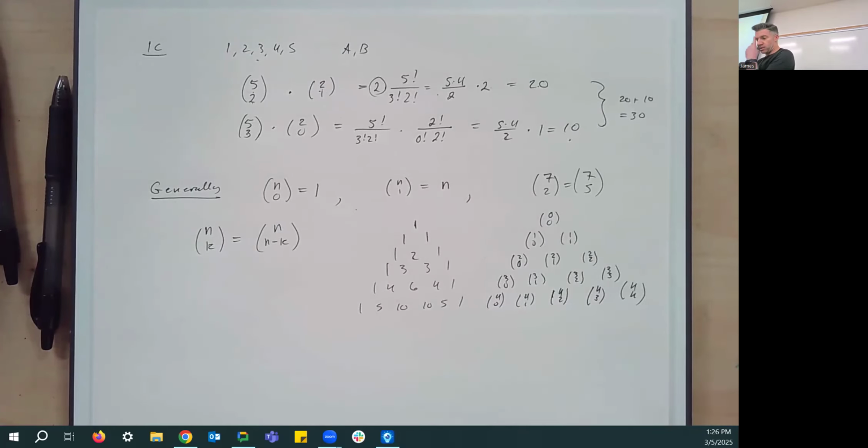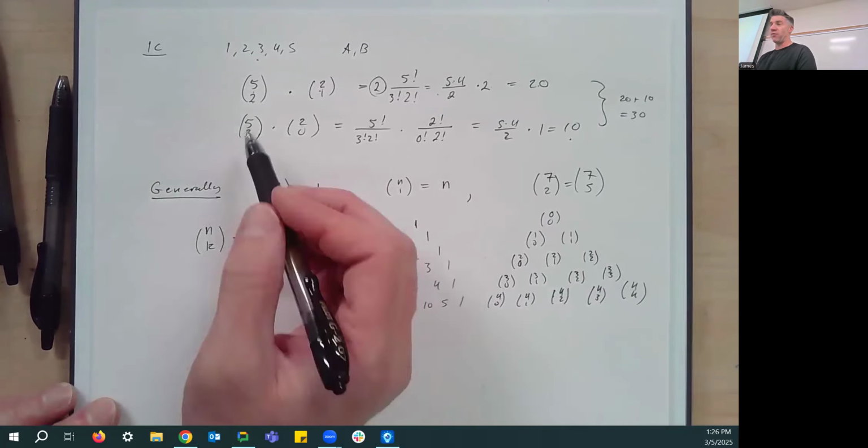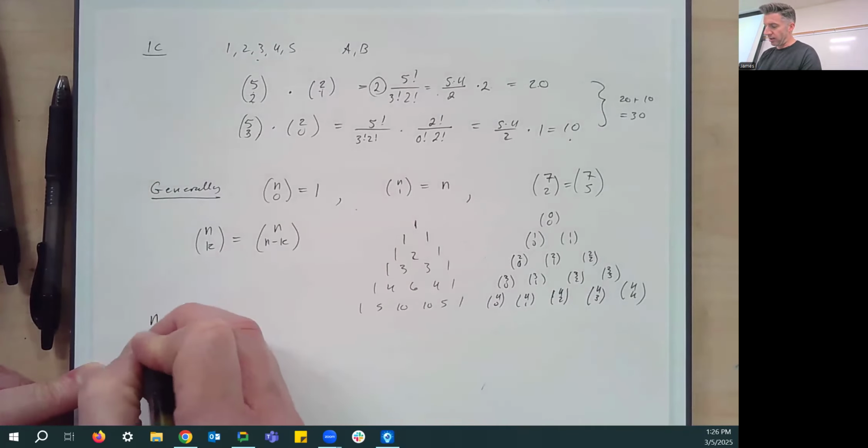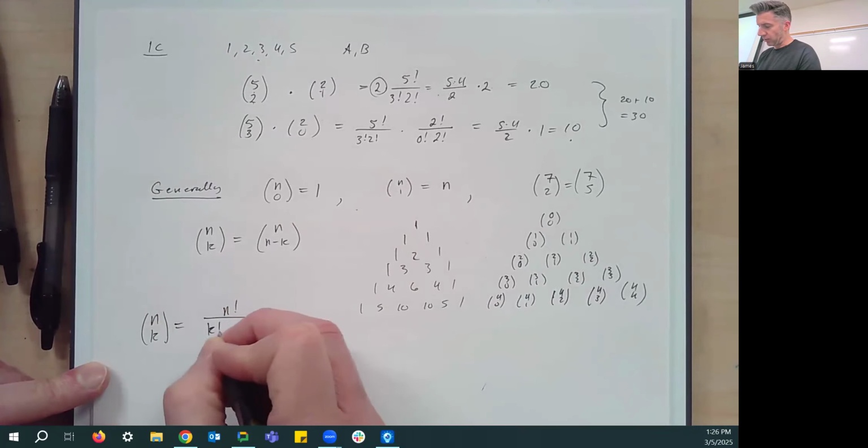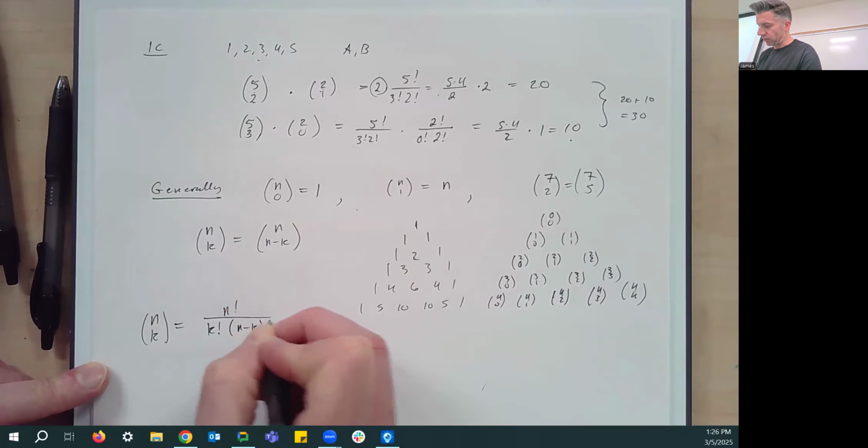Anyway, if you're ever trying to find one of these numbers, you could draw Pascal's triangle, but really you don't have to. You could just use the formula that, once again, I'll write down: n choose k is n factorial divided by k factorial times (n minus k) factorial.